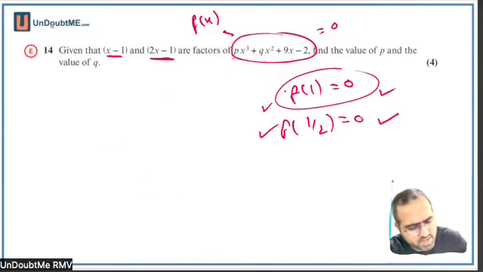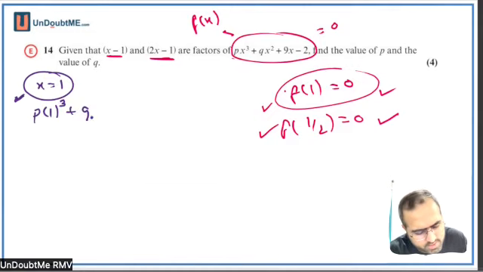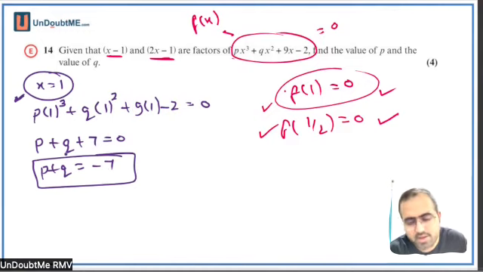So just start with x is equal to 1. How we are getting x is equal to 1, it should be clear to everyone. Okay. Putting the value of x as 1 in that, I will get one equation, p plus q plus 7 is equal to 0. P plus q is equal to minus 7. Similarly, I'm waiting for another equation. So you guys give it a try.